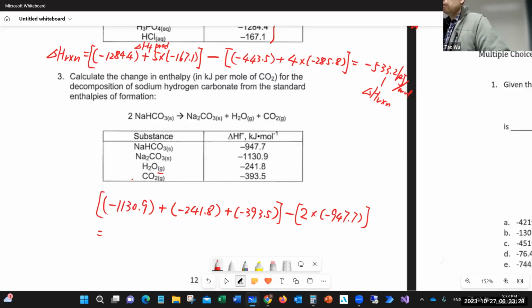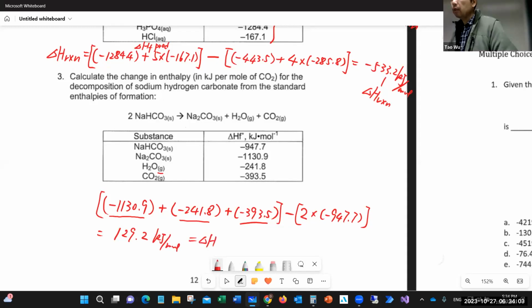Wait, why is it not negative? If you put it in a calculator, you got the same thing, but it was negative? You probably missed a negative sign somewhere. Suppose it's a positive number over here. So you need to double check the numbers that you put in there. Did anybody get the same number? I got 129.2, and that is kilojoule per mole. Okay, and that is the enthalpy of this reaction.